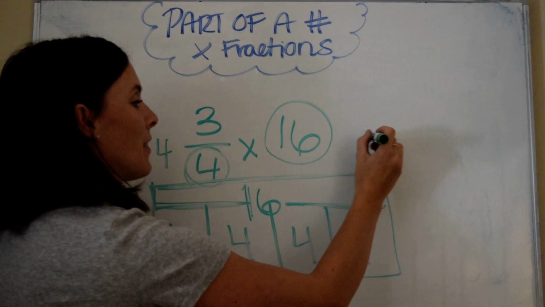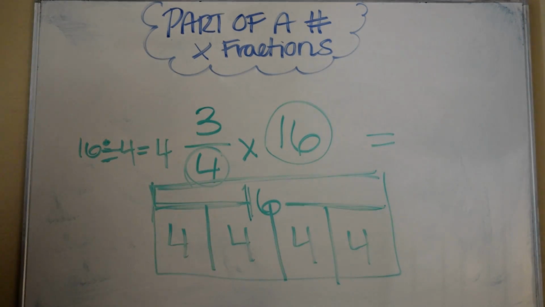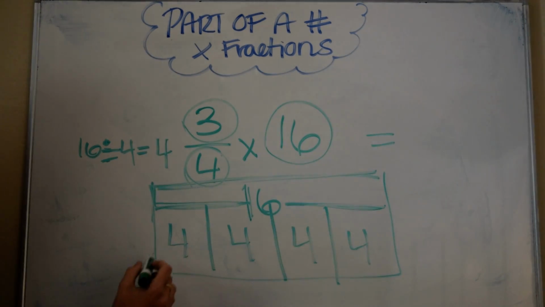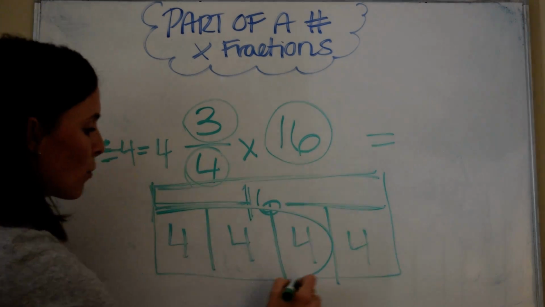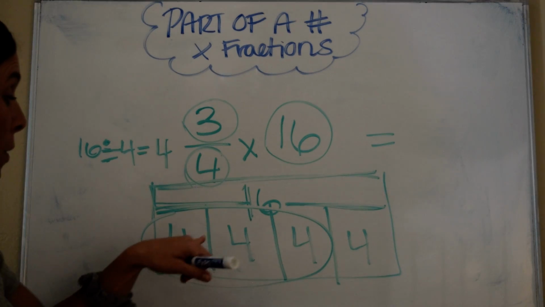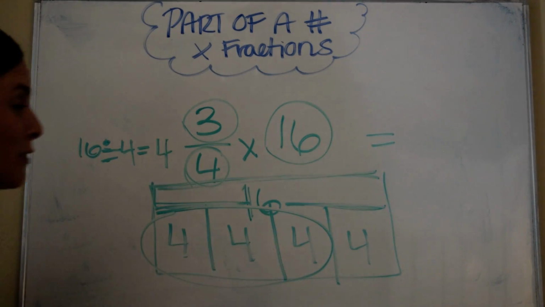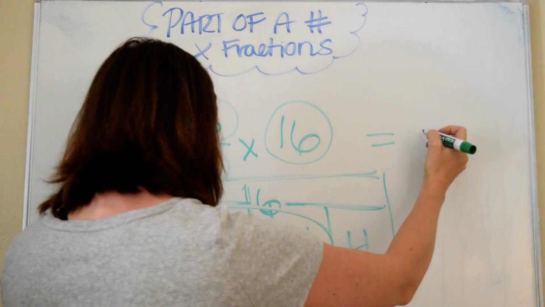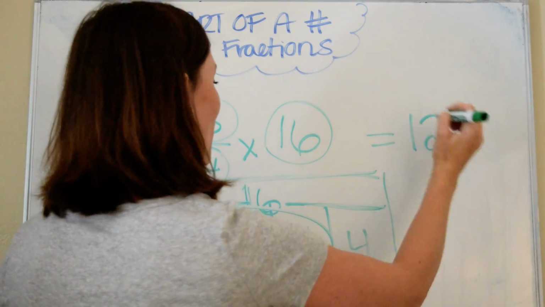Now, in order to find our answer, we want to know the answer to what is 3 of those 4 worth. What is 3 of the 4? It's 4 plus 4 plus 4, which is 12. So our answer is going to be 12.